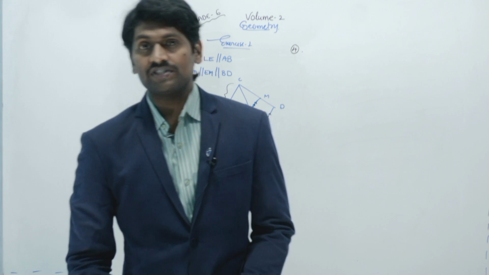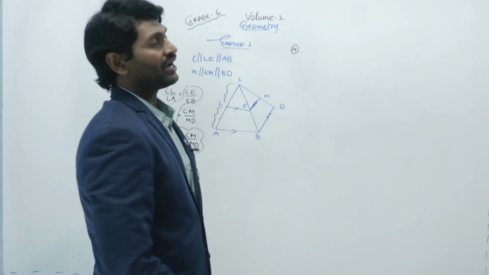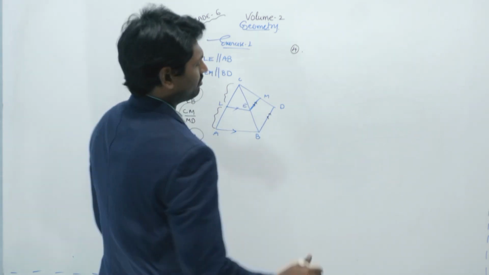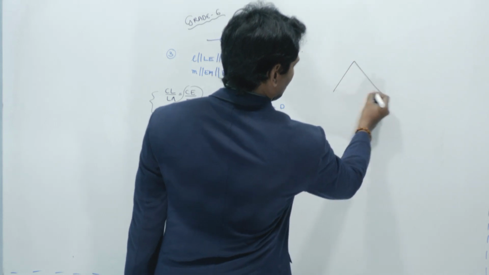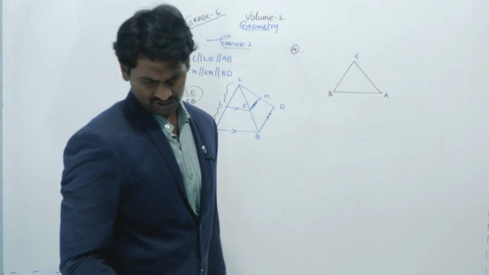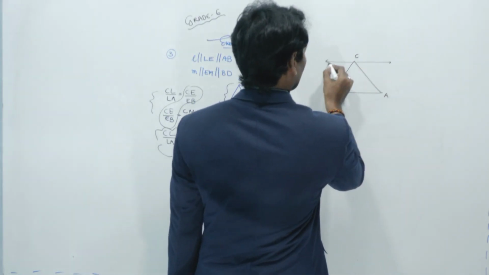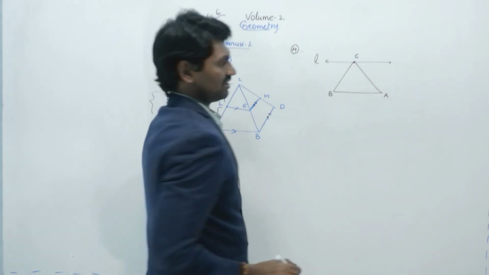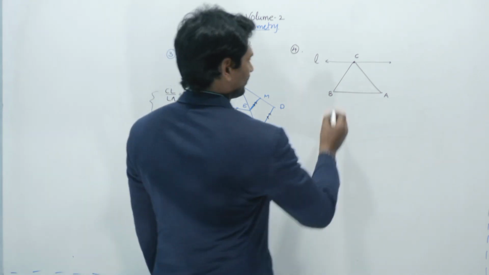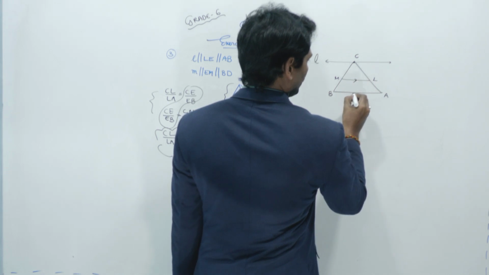The fourth problem is given. In a triangle ABC, L is parallel to, sorry, let me draw the diagram first. So ABC is a triangle and L is a parallel line through C. This is point C. And ML is parallel to AB.